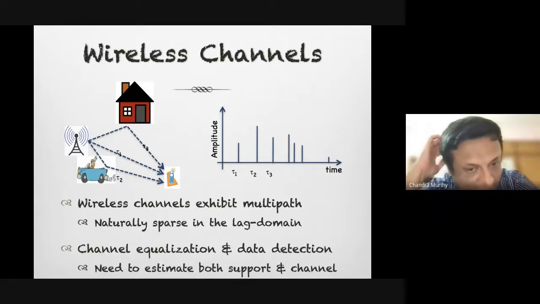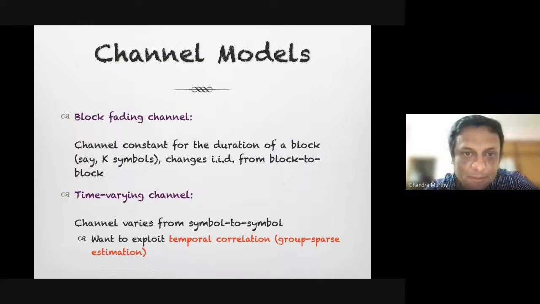Again, this is a slide I showed you earlier, which makes the point that wireless channels exhibit multipath, which makes them naturally sparse in the lag domain. One can utilize this lag domain sparsity of the channel for channel estimation, followed by channel equalization and data detection. There are different models one can use for these wireless channels, popular ones being block fading channels, where the channel remains constant for the duration of a block and then changes in an independent and identically distributed manner from one block to the next.